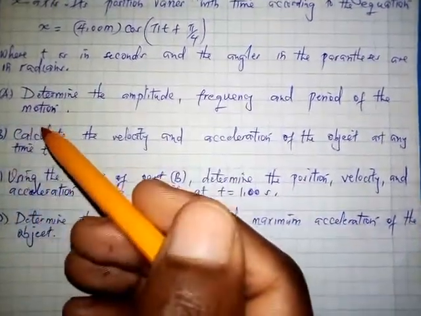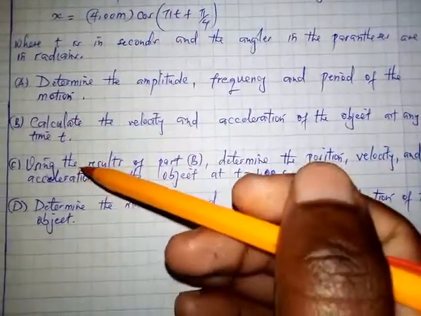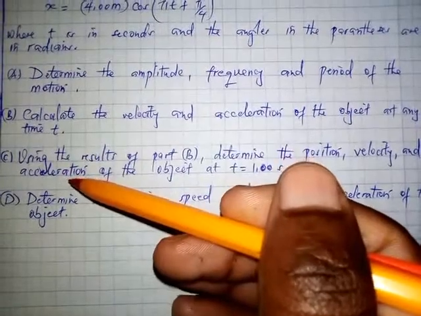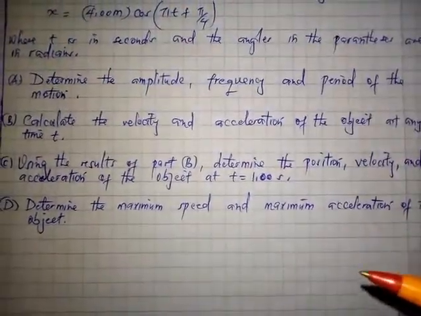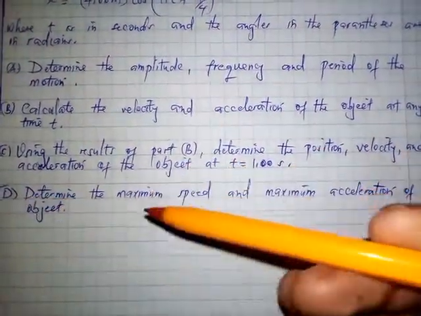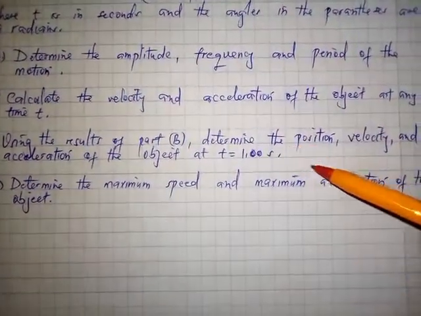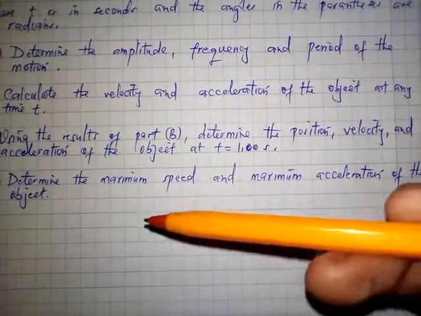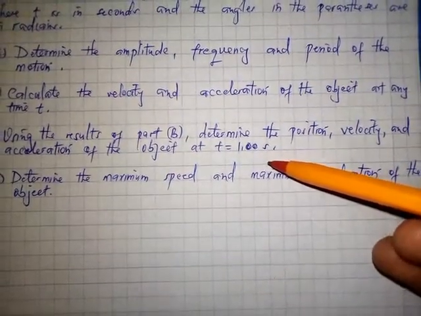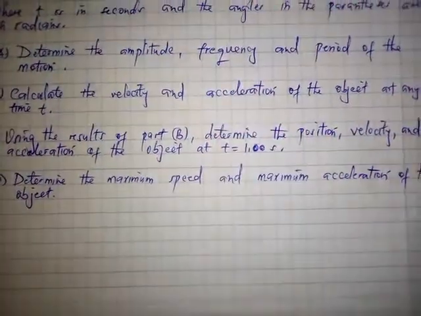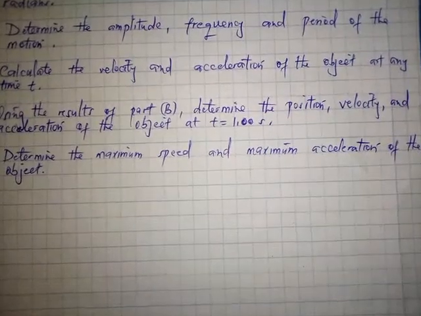A. Determine the amplitude, frequency, and period of the motion. B. Calculate the velocity and acceleration of the object at any time t. C. Using the results of part B, determine the position, velocity, and acceleration of the object at t = 1.00 seconds. Then D. Determine the maximum speed and maximum acceleration of the object.